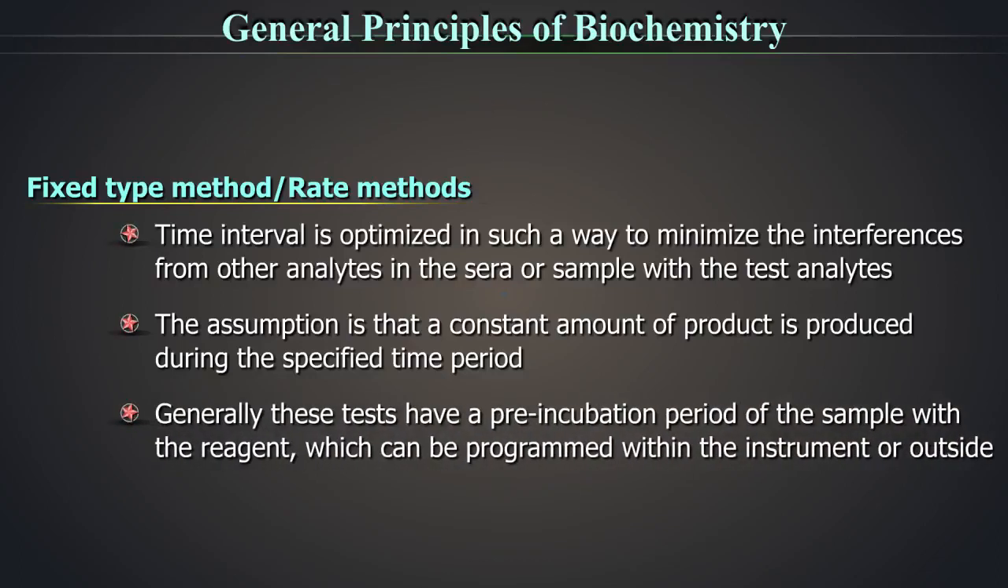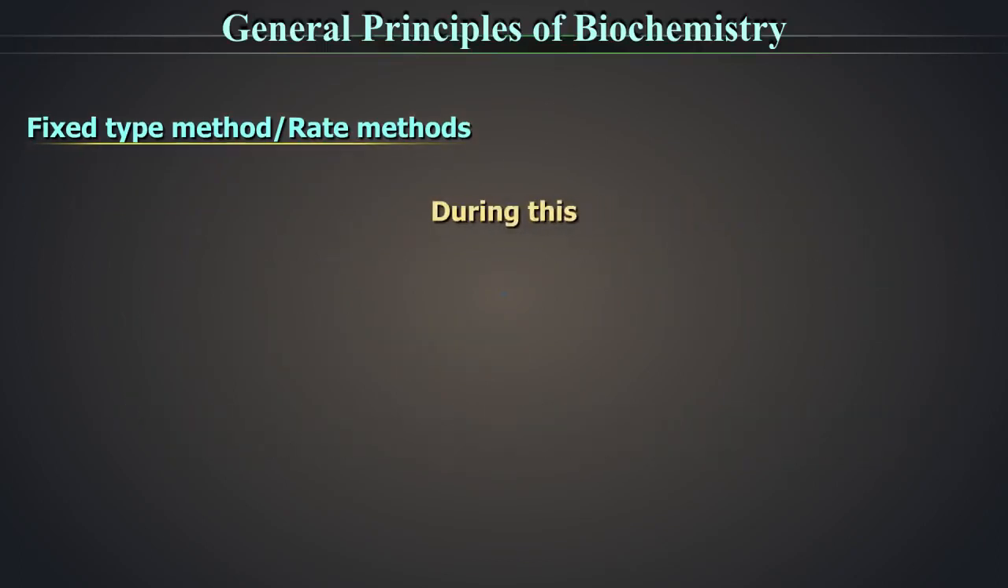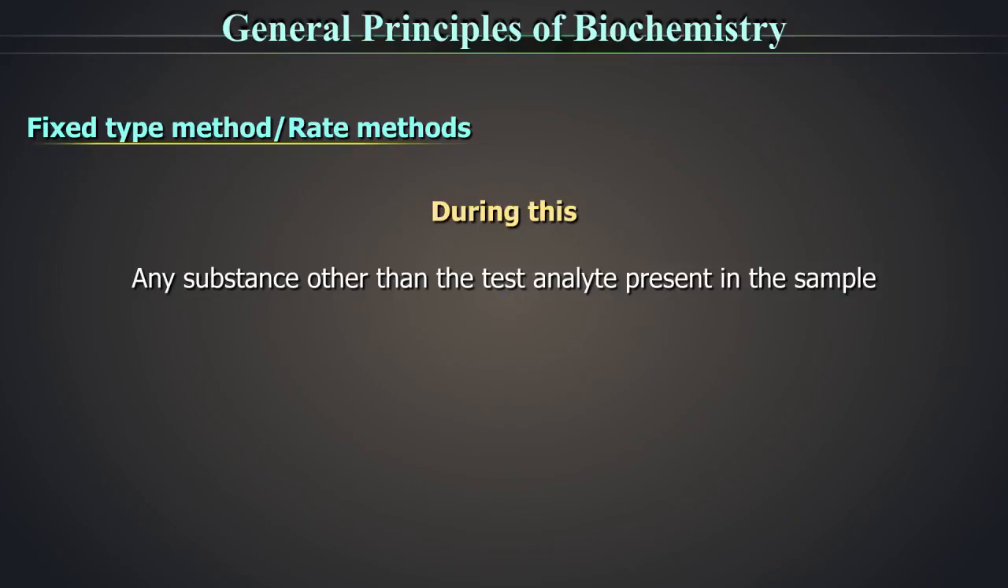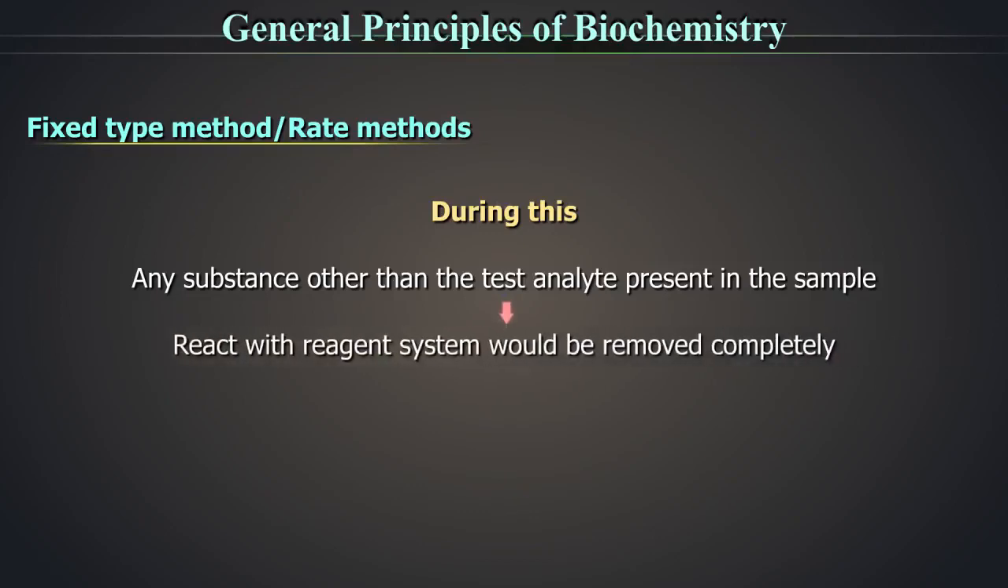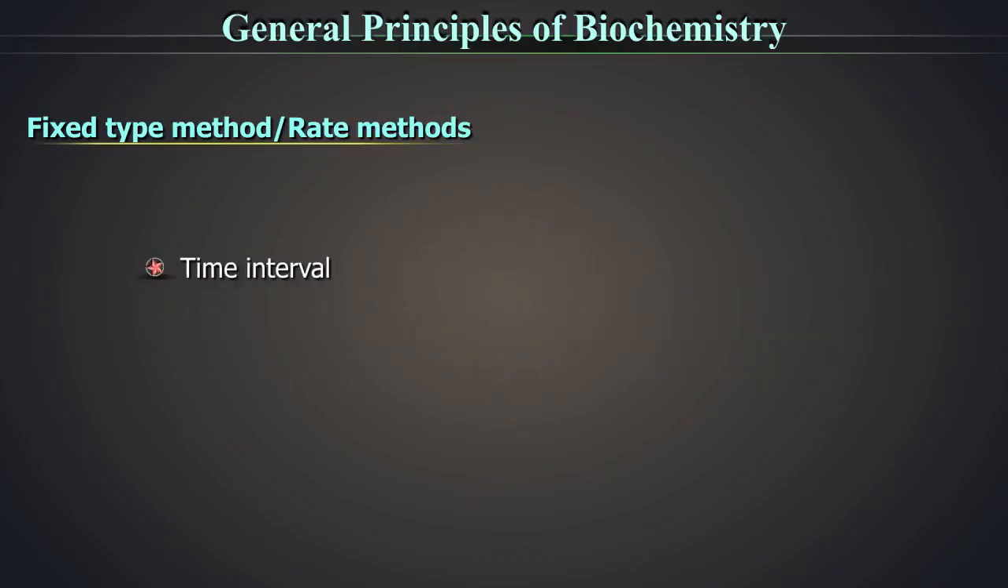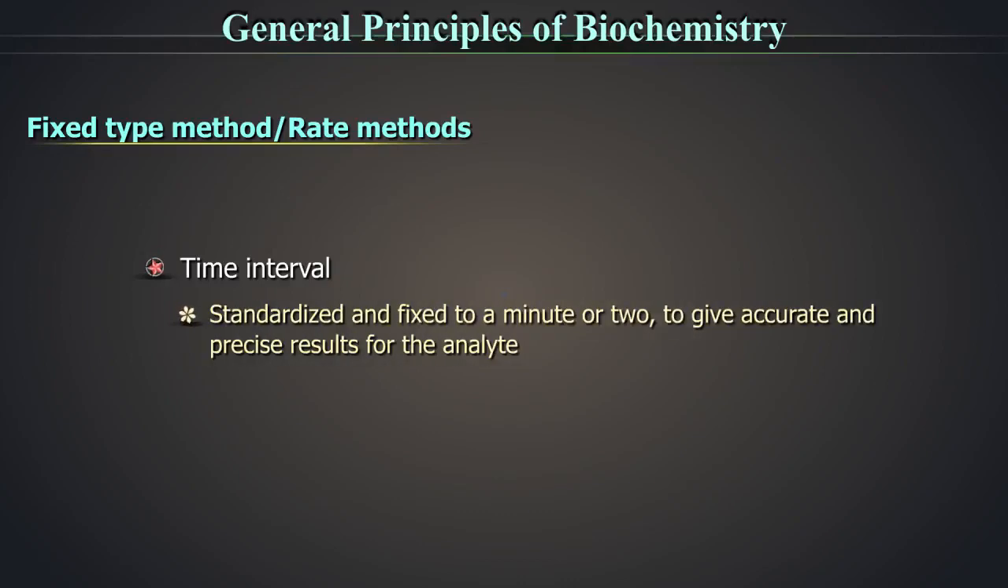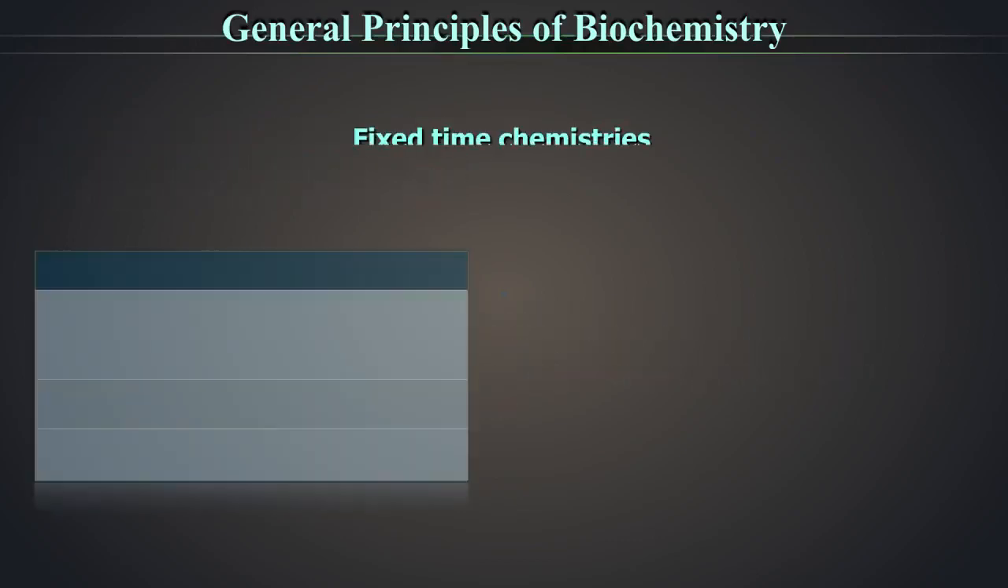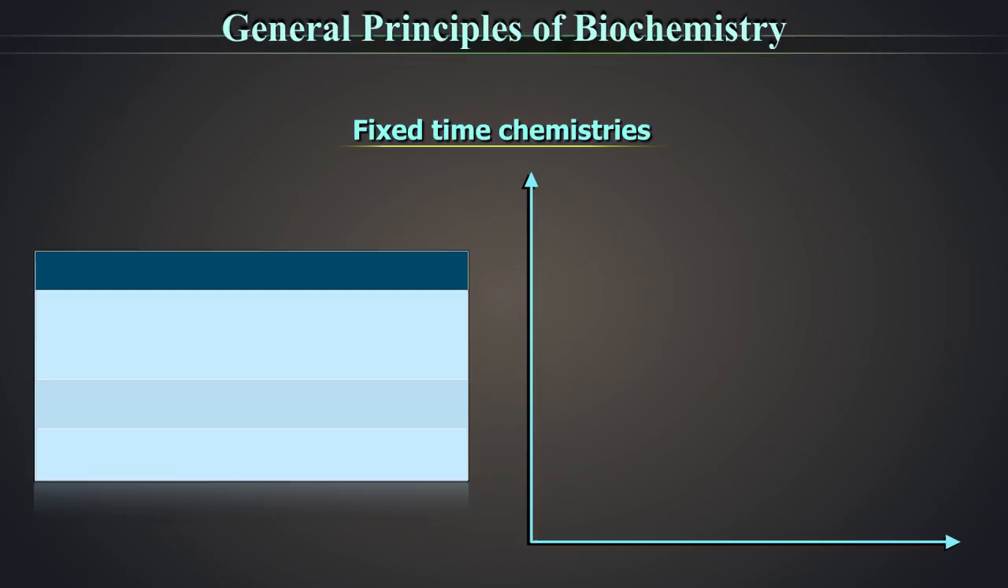Generally, these tests have a pre-incubation period of the sample with the reagent, which can be programmed within the instrument or done outside. It is during this period that any substance other than the test analyte present in the sample, which could react and interfere with the reagent system, is removed completely. The time interval is standardized and usually fixed to a minute or two to give accurate and precise results for the analyte being estimated. Fixed time chemistries could be of two types.